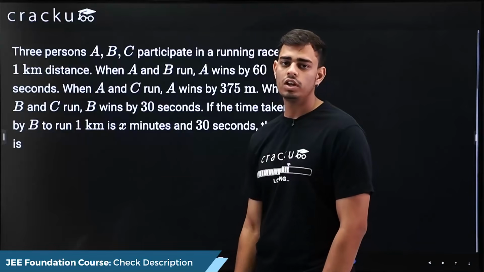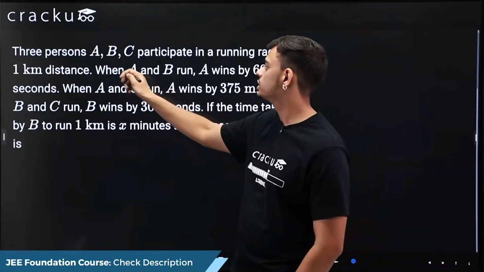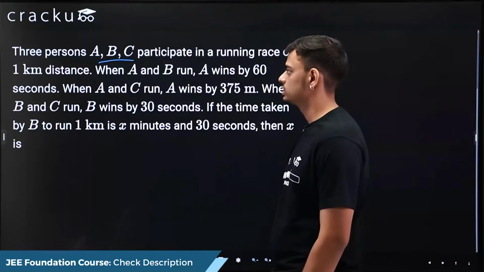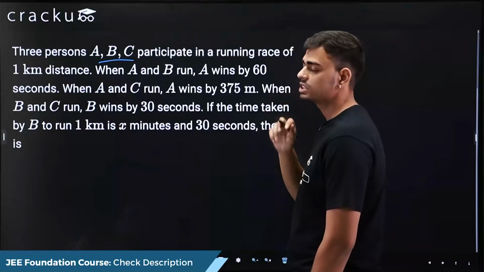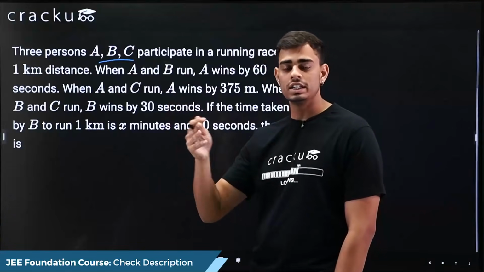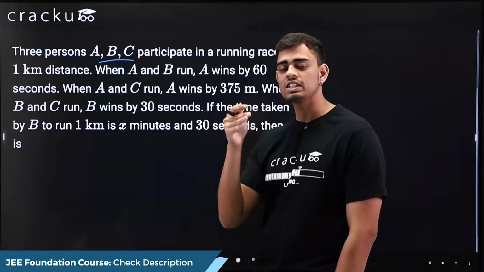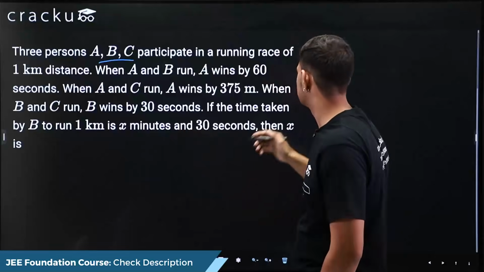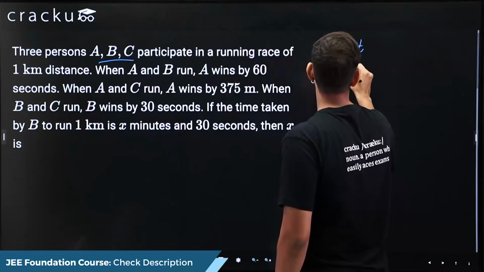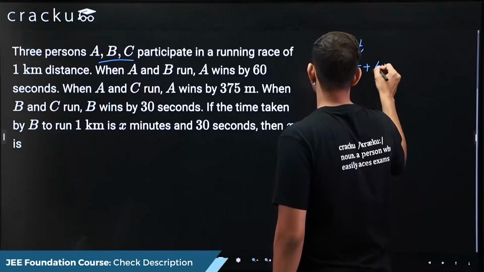In this question, we are given some information about these 3 participants who are running on a racetrack of 1 kilometer distance. When A and B run, A wins by 60 seconds. It means B is taking 60 seconds more than A. He is reaching 60 seconds after A. That's how A won by 60 seconds. Let us assume A took T seconds, B took T plus 60 seconds to cover the same distance.